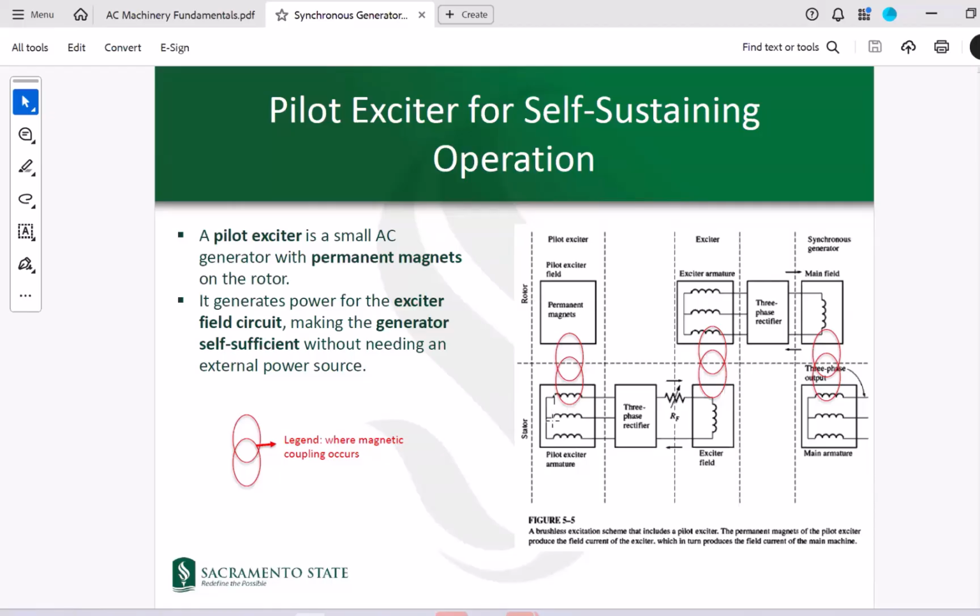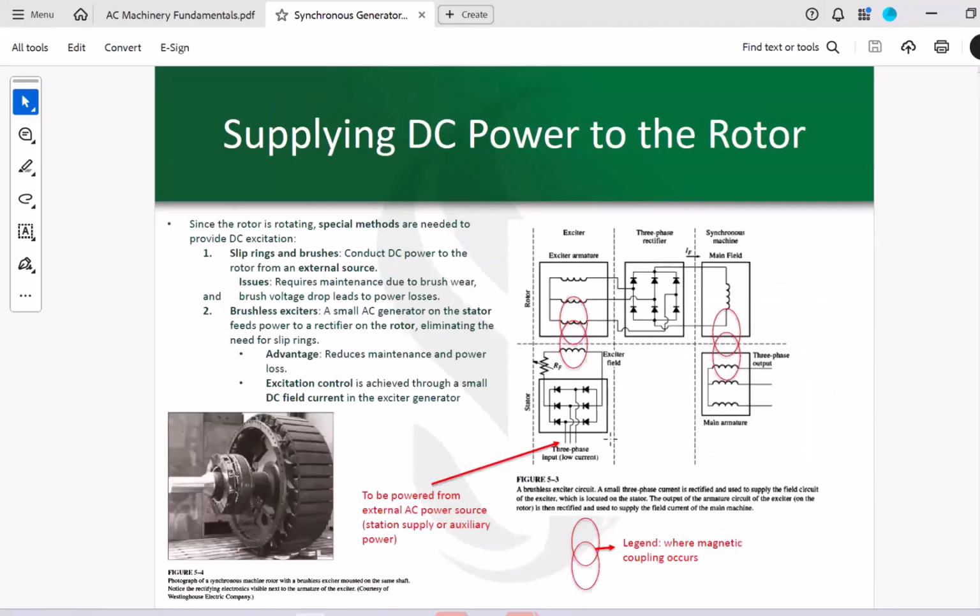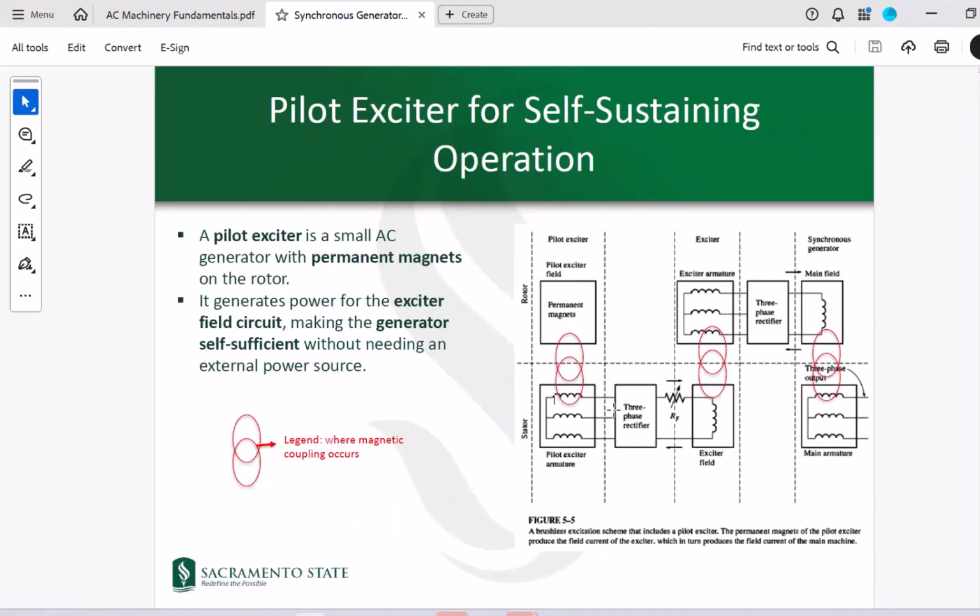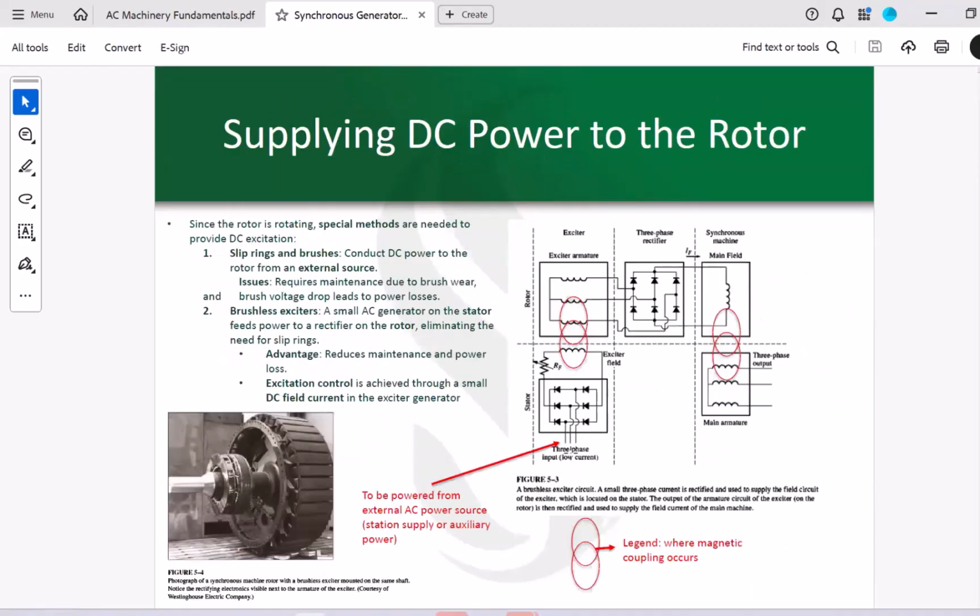On the stator, you have this mini generator, a small generator, which is a pilot. It's called the pilot exciter armature. So this is kind of a synchronous machine itself. Because of the interaction between the permanent magnet and this winding on the stator, you would have voltage produced in here. This is an AC voltage. This needs to be rectified. So this is the point. This here is the input source that you have on this figure at this point. You provide the power here.